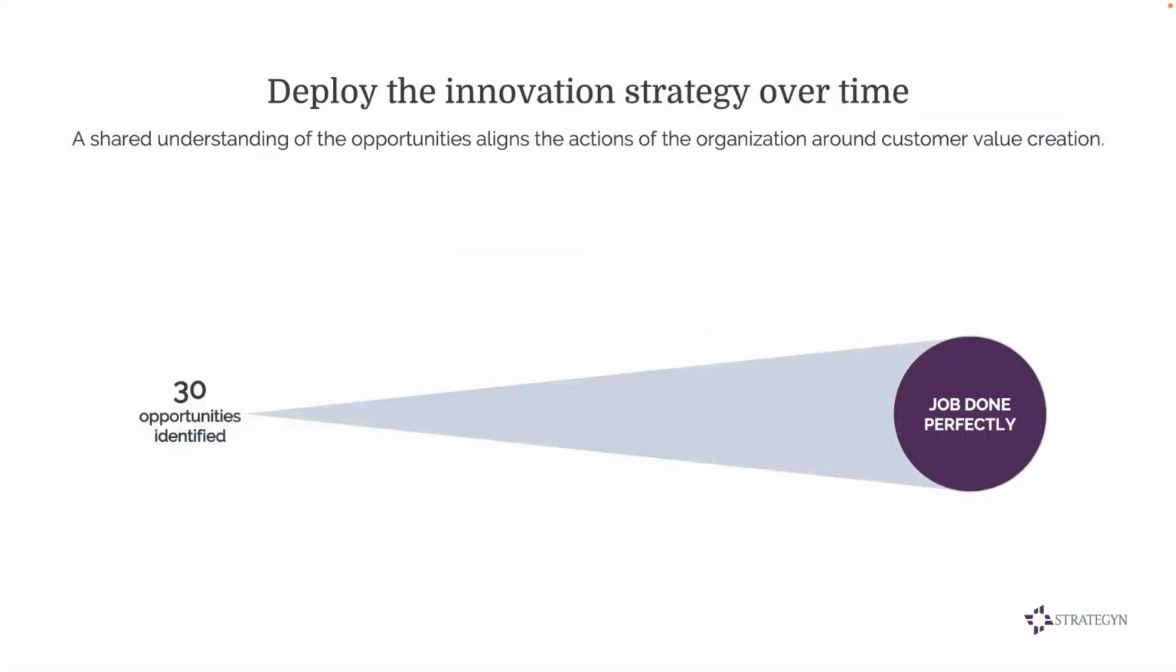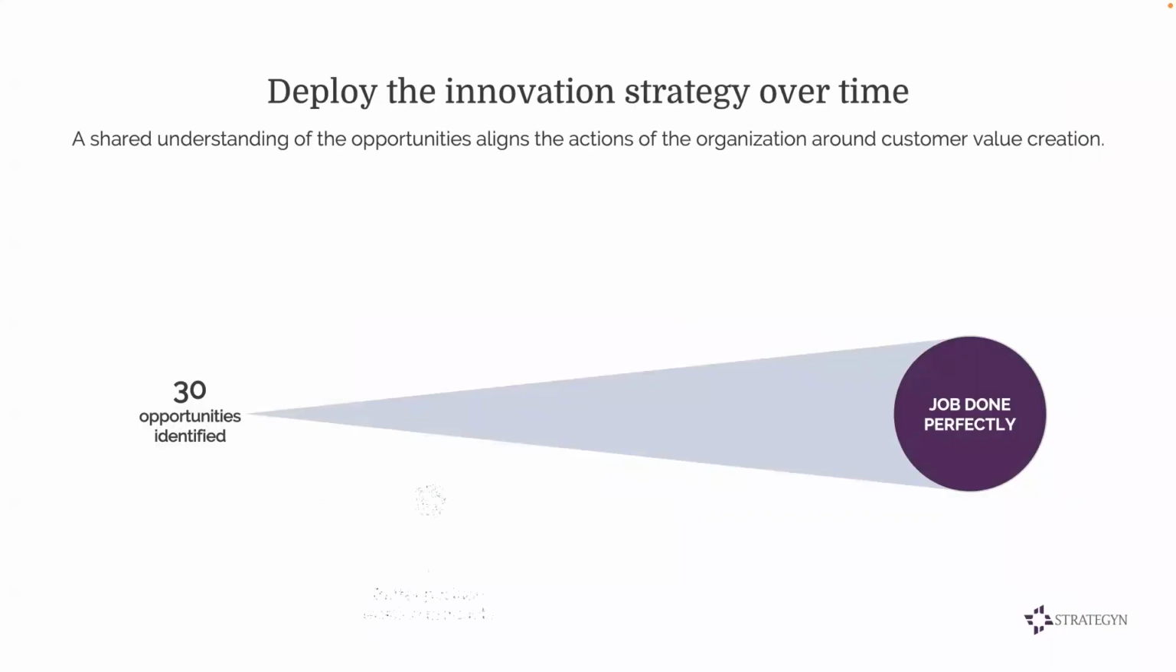Again, following the most efficient path to growth. In this case here, we're showing 30 opportunities that you might identify. Well, how do you deploy them? And this is the second part of the strategy. Once you know what those needs are, you can work over a period of time, short-term, mid-term, long-term, to address all those needs in order to get the job done perfectly. And the way you do that is this.